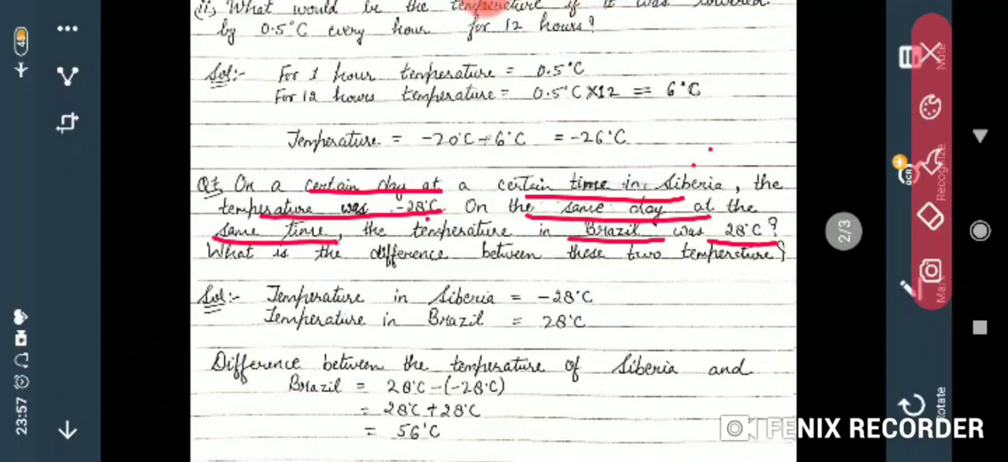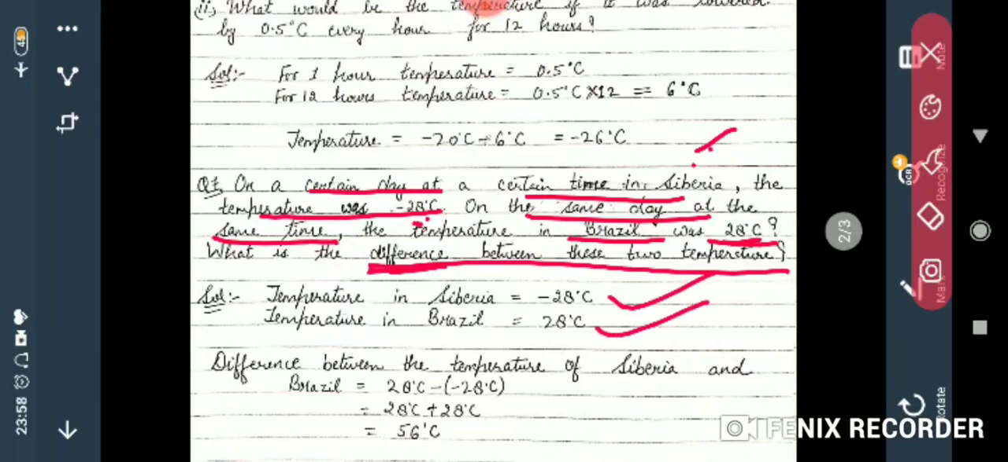So in Siberia it was minus 28 degrees Celsius, and in Brazil it was 28 degrees Celsius. Same day, same time. So what is the difference between these two temperatures? So as it is mentioned difference, what you will do? Subtract. So temperature in Siberia is minus 28 degrees Celsius and Brazil 28 degrees Celsius. Now you have to find the difference.